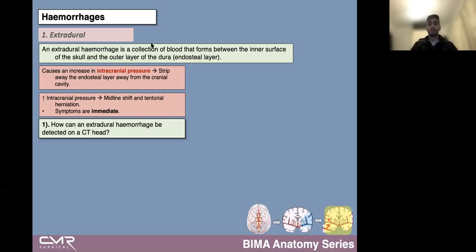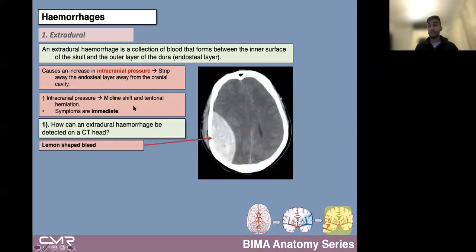Yes, so for all those who answered, we have a lemon-shaped bleed. The lemon-shaped bleed is indicated here with a possible midline shift, as illustrated by the CT scan. That's because it's occurring between the skull, the bony part, and the outermost layer of the dura, which is the periosteal layer.